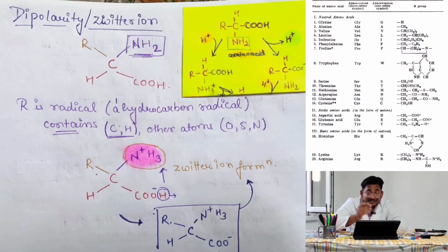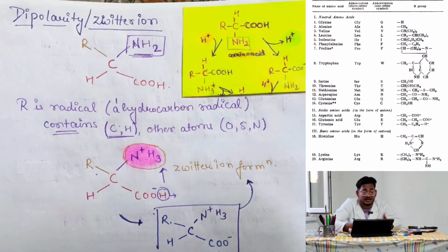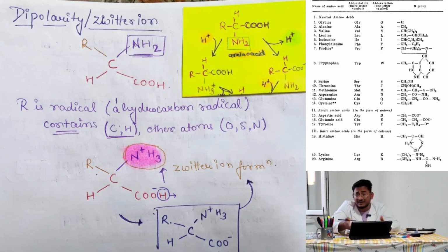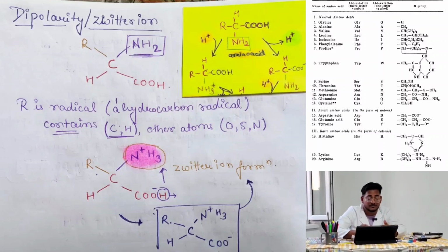So when we see this R group, that is the radical group. I will make it clear: the radical group contains a part from CH or other atoms like oxygen, sulfur, or nitrogen at that R place, as we have seen in the list. I will show you that list in my video, and I will put it in the notes so you can refer to it from there.